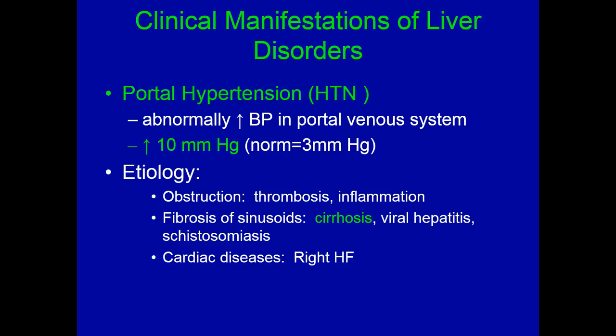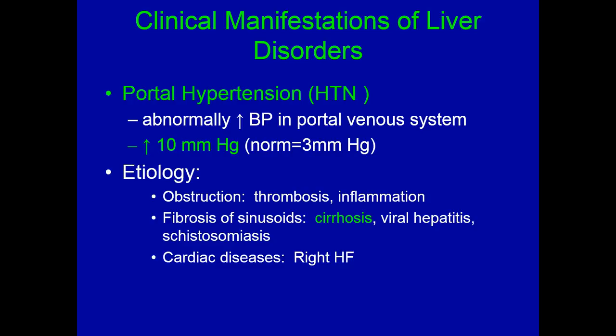Viral hepatitis can cause portal hypertension. In some forms of viral hepatitis, you get massive inflammation of the liver, which squeezes the blood vessels. Schistosomiasis is a parasitic infection, not very common here. You'll see it in other countries. It can cause inflammation of the liver.